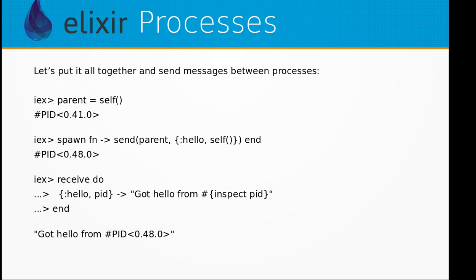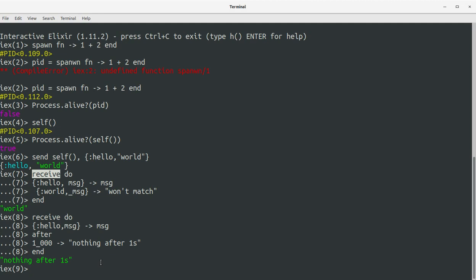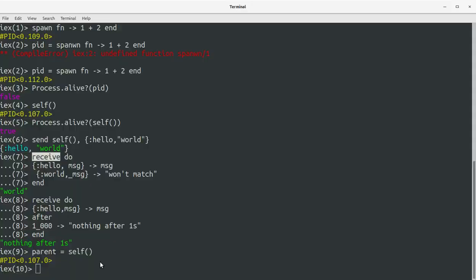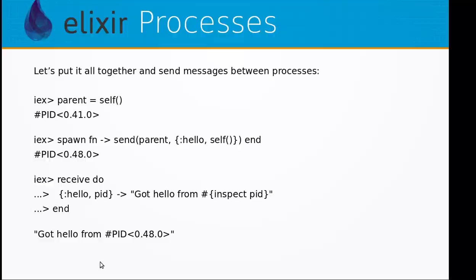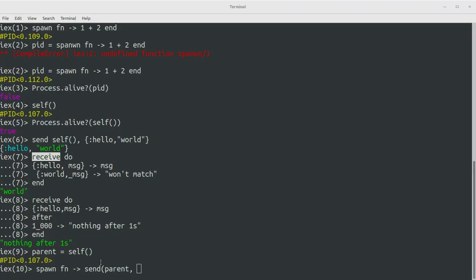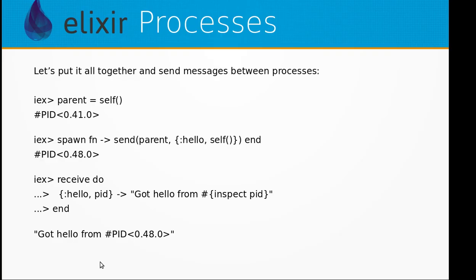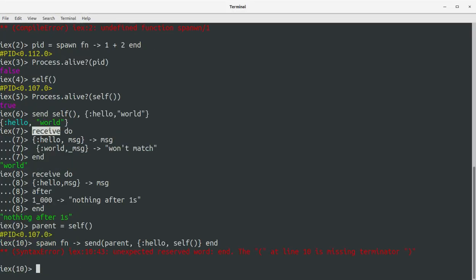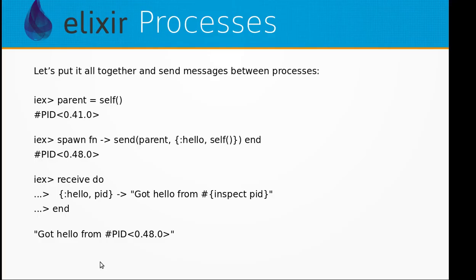Let's put it all together and send messages between processes. So let's define a variable and assign self to that variable, parent. Now let's spawn a function: send parent, {:hello, self}, end. Expected reserved word end. Okay.